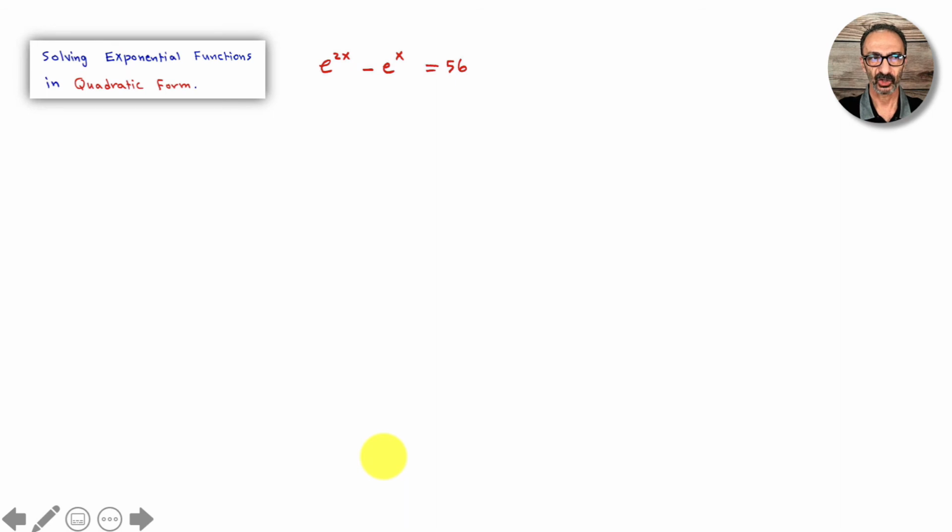Now, here's an example. Solving exponential functions in quadratic form. It's a completely different type, but at least you get the benefit of knowing how to solve with factoring, and we're going to check for extraneous solutions. We're going to think about this after I move the 56 to the left as it's a second degree equation. How is that? Well, if this is e to the x, then e to the 2x is the same as e to the x to the second. So I could factor it. e to the x times e to the x is e to the x to the second, and that's the same as e to the 2x.